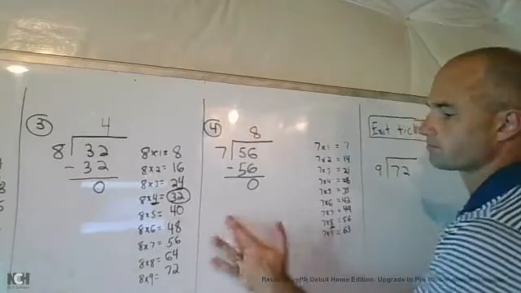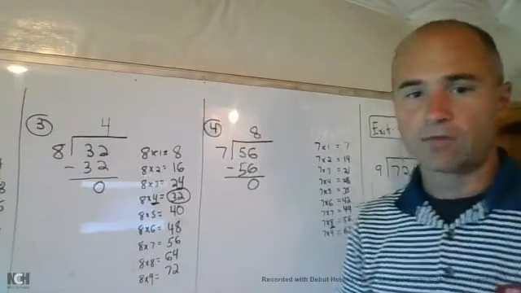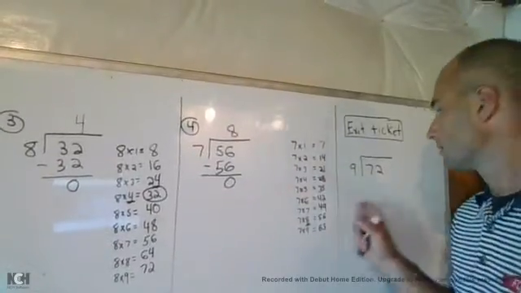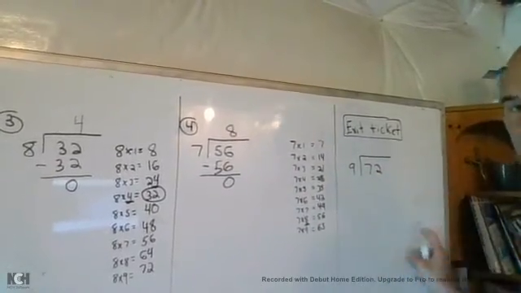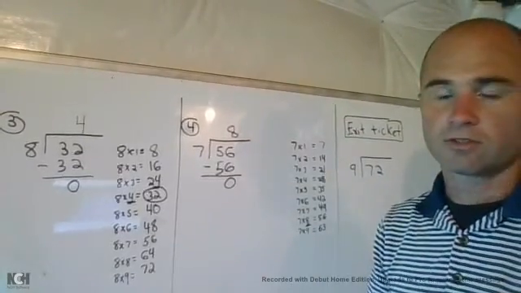All right. So with that being said, you'll now move on to doing the exit ticket. All right, doing your 9 times tables, finding out how many 9s go into 72.